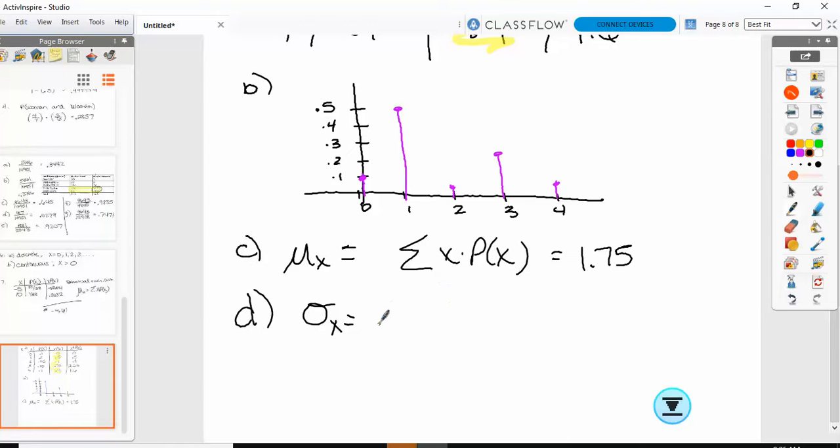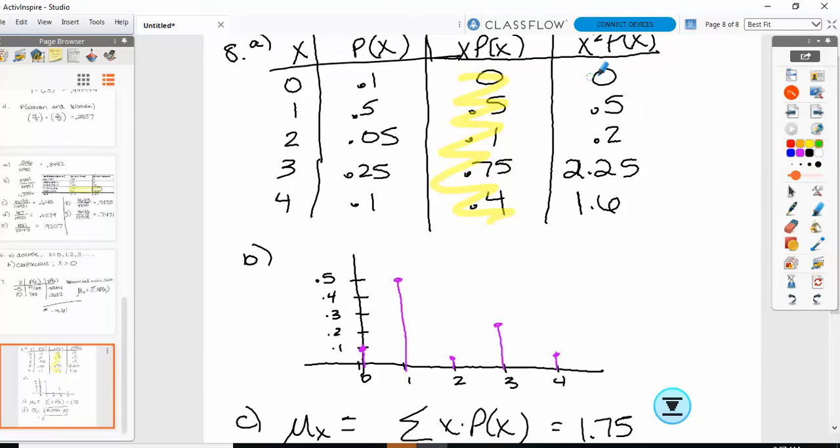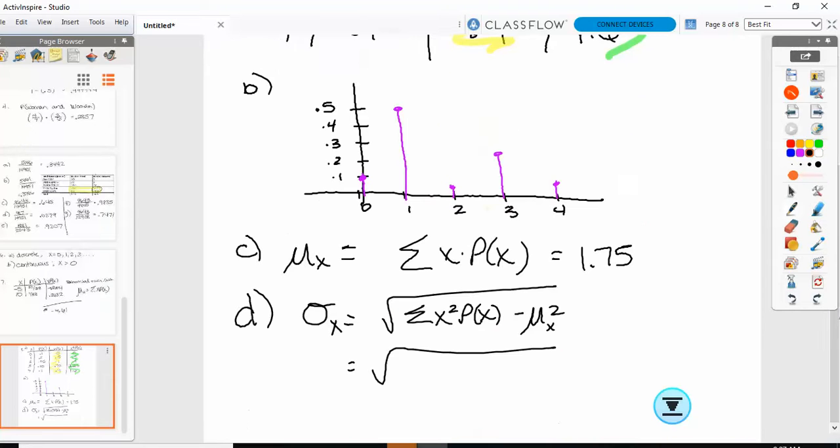Standard deviation, from our formula sheet, is the square root of the sum of the x squared p of x's minus the mean squared. So the sum of the x squared p of x's, you add up this column, which gives me 4.55 minus the mean we just got, squared. Put that in our calculator, and we get 1.2196.